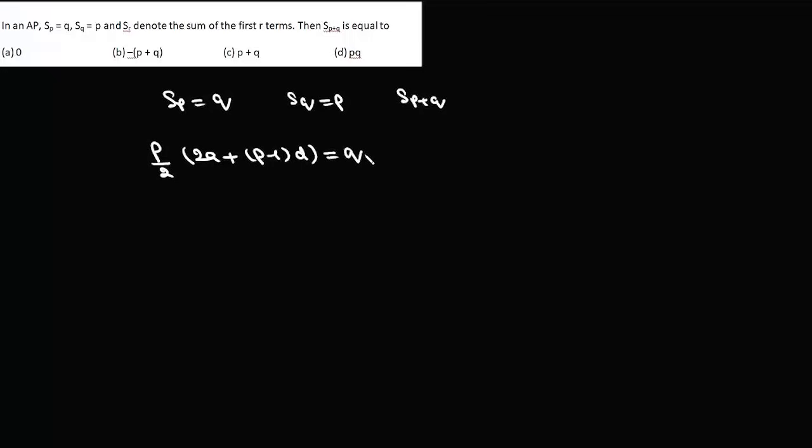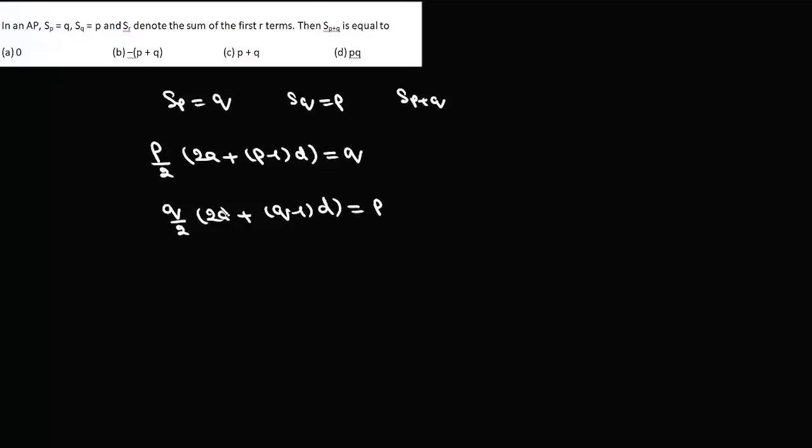Now the question is, in an AP, the sum of P terms is Q and the sum of Q terms is P, then we need to find the sum of P plus Q terms. Now S_P is P by 2 into 2A plus P minus 1 into D, and this is equal to Q, and S_Q is Q by 2 into 2A plus Q minus 1 into D, and it is equal to P.